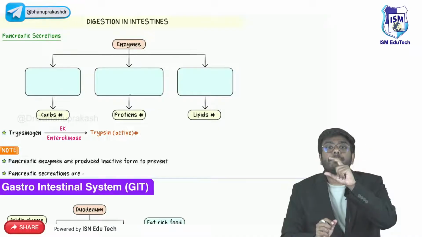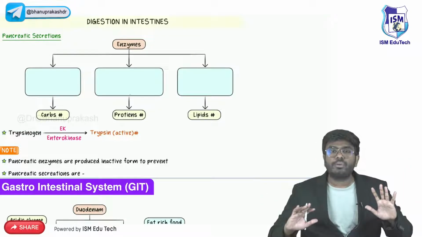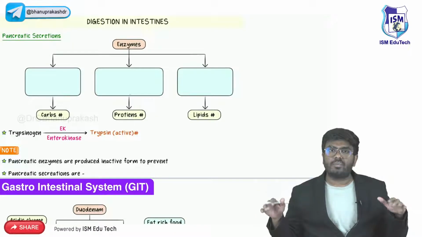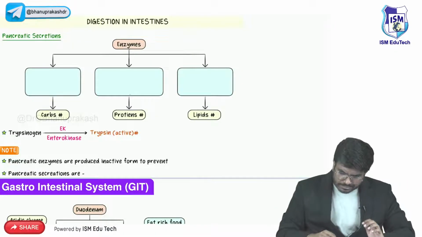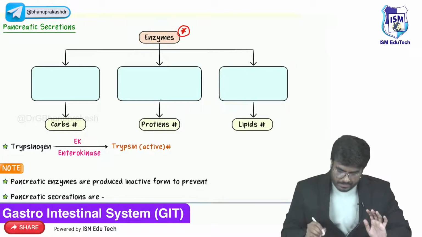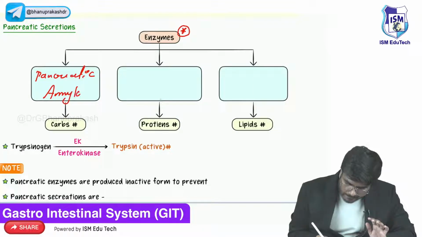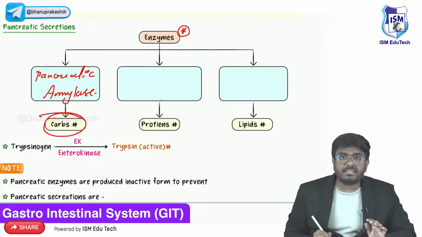Pan, see the name itself, it's there, pancreas. Pan means complete. It will produce enzymes which will completely help in digestion of proteins, carbohydrates as well as fats. See, what are the pancreatic enzymes? Simple. Pancreatic amylase helps in digestion of carbohydrates.